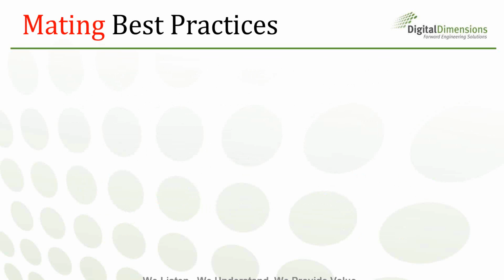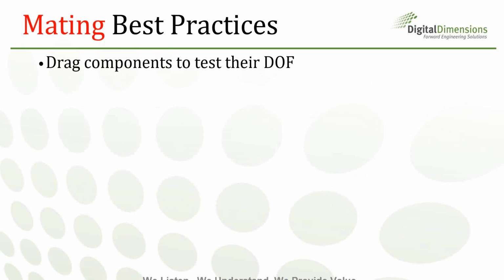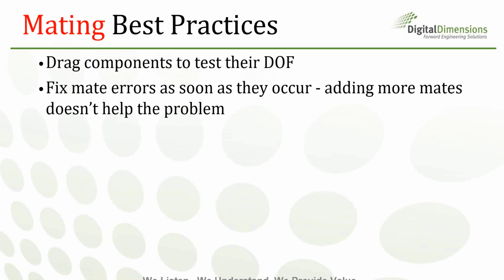All right, let's look at some of the best practices here. This is going to be just kind of a big list I wanted to go over because I found a lot of information. These are the ones I pulled out that I thought were the most important. Drag components to test their degrees of freedom. It's kind of an obvious one: if you're mating things together and you have a component, you want to know if it's actually mated, just grab a face and try to drag it, and SOLIDWORKS will tell you, yes, this is fully mated, or it'll let you move it.